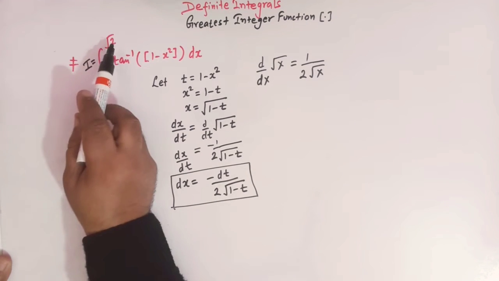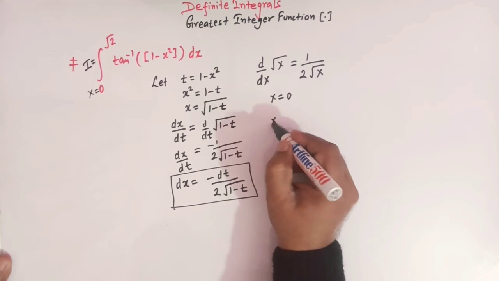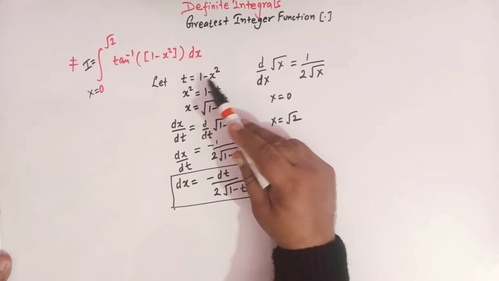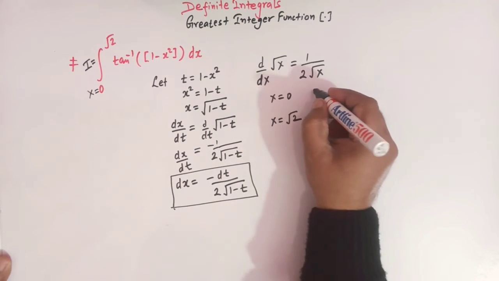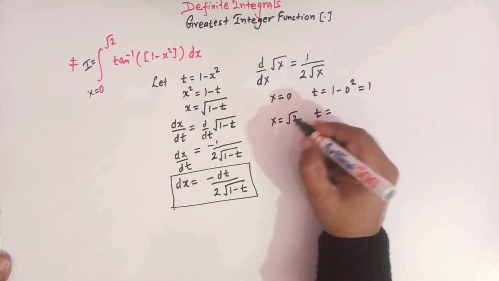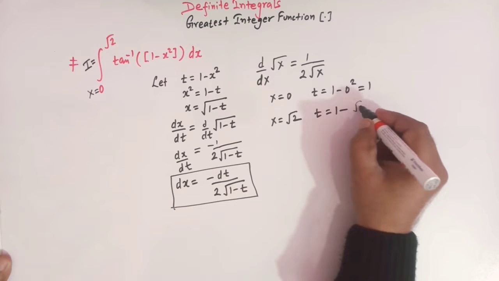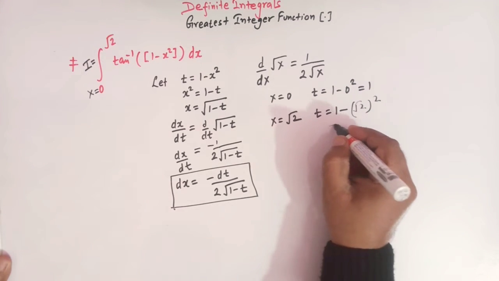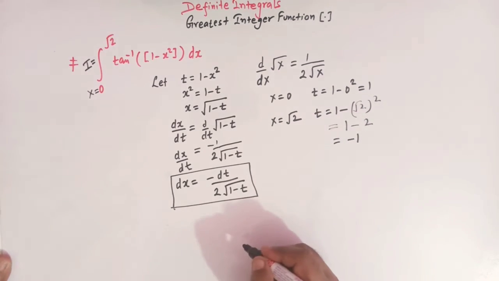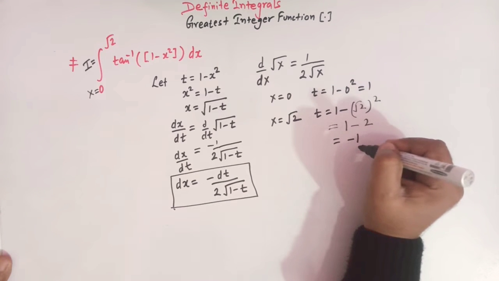Now let us change the limits. Here x varies from 0 to square root of 2. When x is equal to 0, we can find the value of t from this expression: t is equal to 1 minus 0 square, that is simply 1. When x is equal to square root of 2, then t is 1 minus square root of 2 squared, which is 1 minus 2, that is equal to minus 1. So when x varies from 0 to square root of 2, t varies from 1 to minus 1.